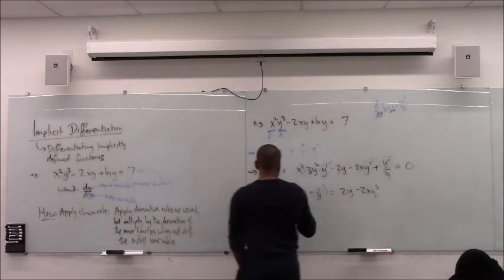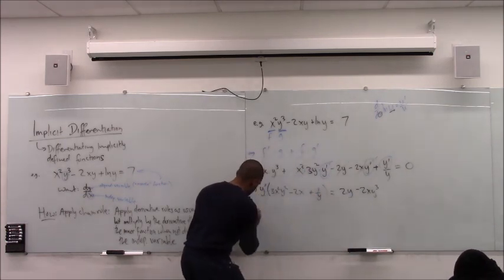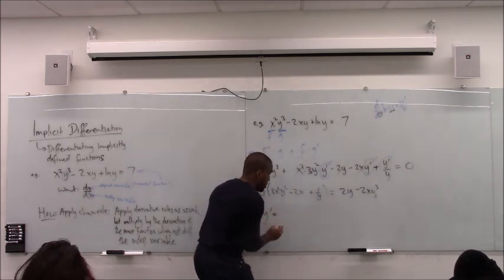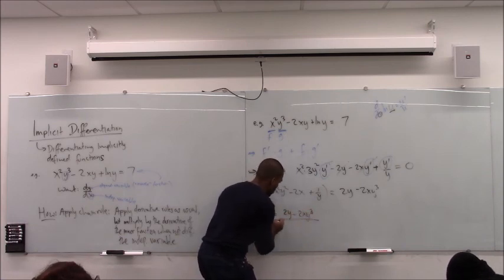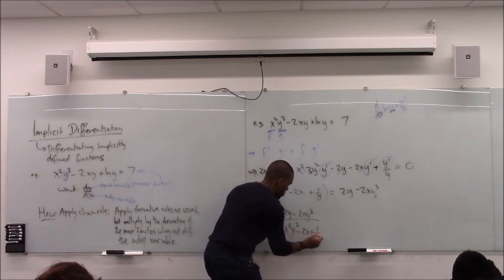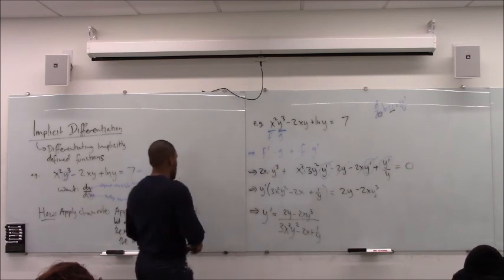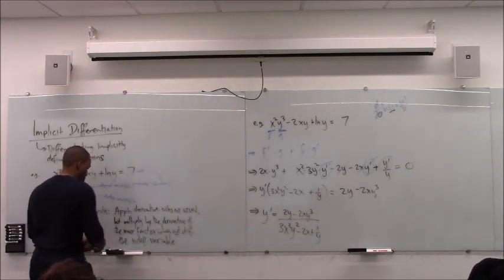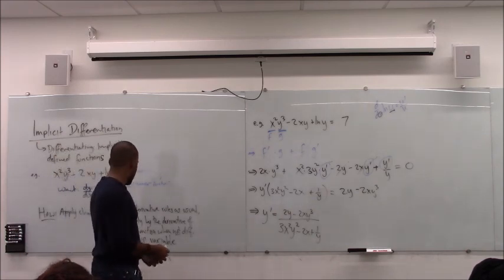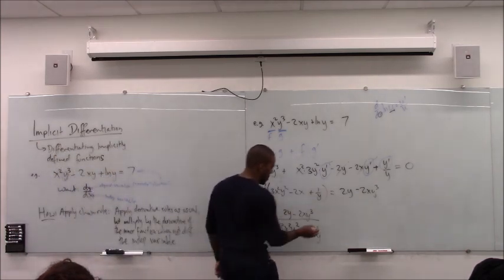And then you just divide both sides by this coefficient. So you can now solve for the y prime. That'll be 2y minus 2xy cubed over 3x squared y squared minus 2x plus 1 over y. Now in general, that's fine for me, but a textbook probably wouldn't write the answer that way because of the complex fraction.